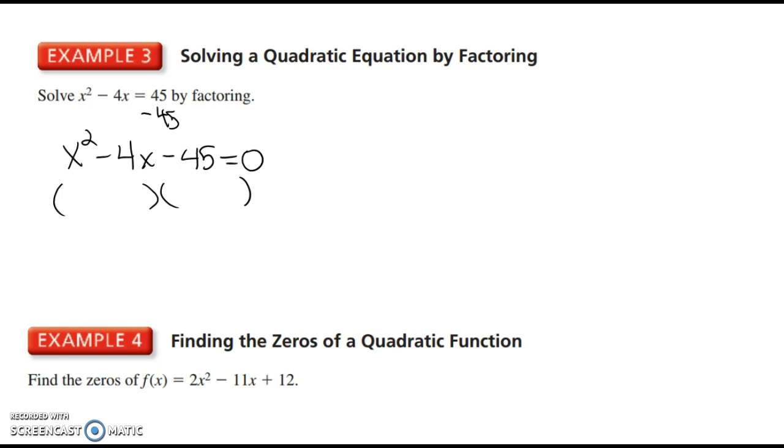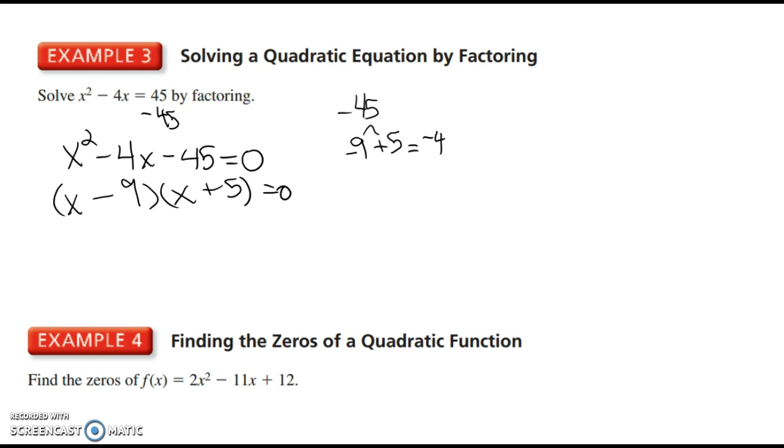This is an easy trinomial. In the front we have x and x. In the back we need to think about what multiplies to 45 or negative 45 but adds to negative 4. We're going to use factors of 45, 9 and 5, and if we do negative 9 and a positive 5, yes, they will multiply to 45 and they will add to negative 4. So let's place those factors in our parentheses.